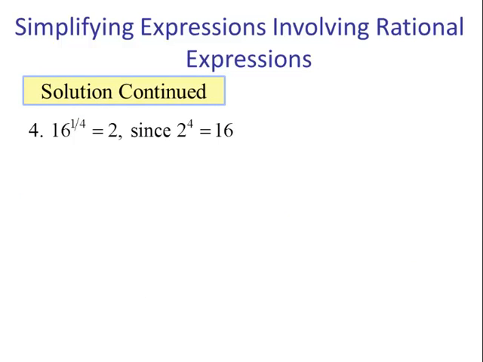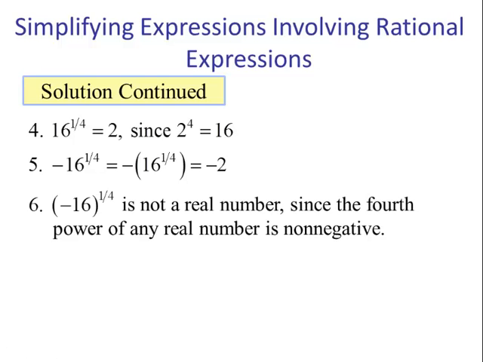Number 4, 16 to the 1/4 power is 2, because if I take 2 and raise it to the 4th power, I get 16. Number 5, negative 16 to the 1/4 power. If you recall, we have to raise powers before we multiply, so 16 to the 1/4 is equal to 2, but then we have this negative on the outside, so negative 1 times 2 is a negative 2. And number 6, negative 16 to the 1/4 power is not a real number.